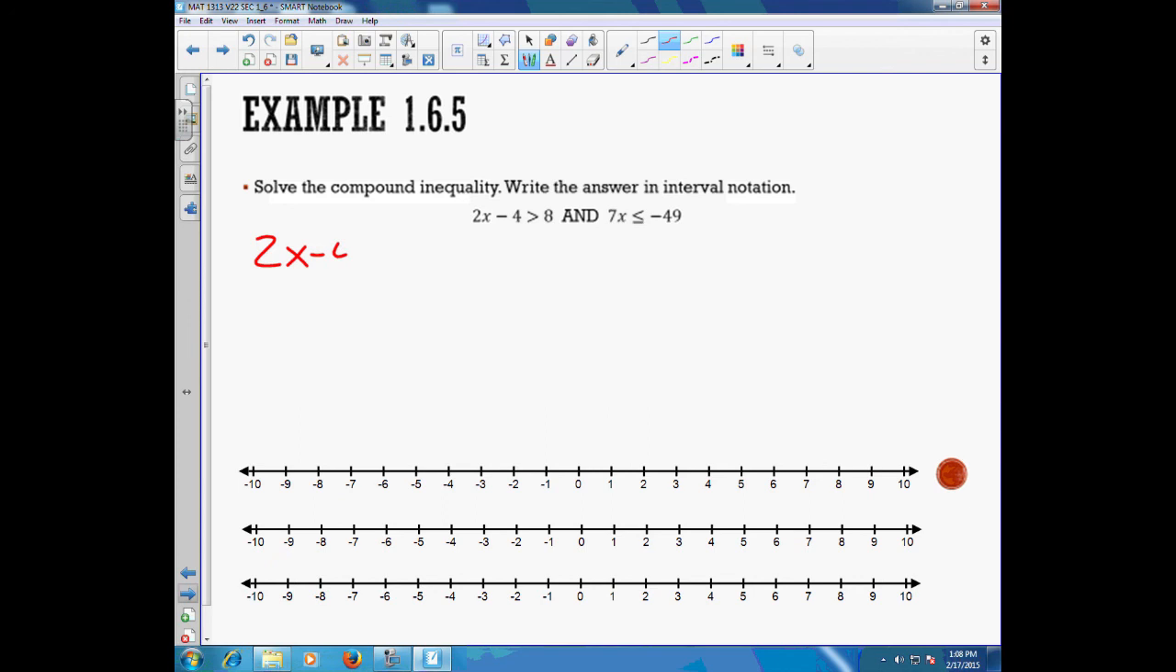We have 2x minus 4 is greater than 8. We're going to add 4 to both sides. We get 2x is greater than 12. Divide by 2. We get x is greater than 6. So let's put that on the first line.